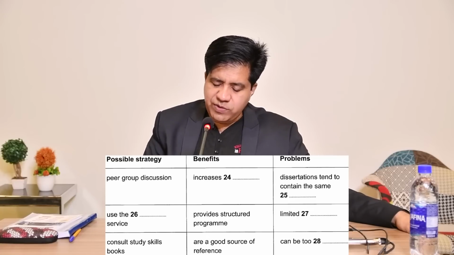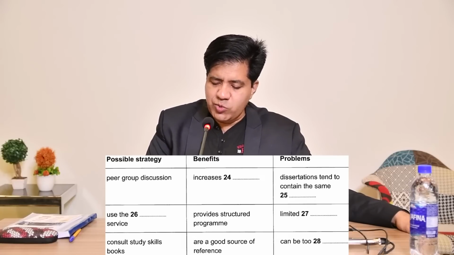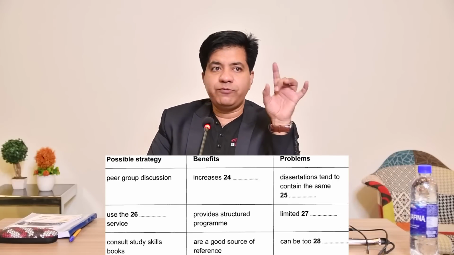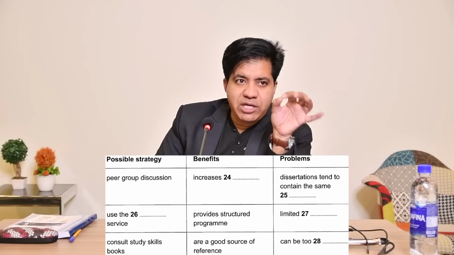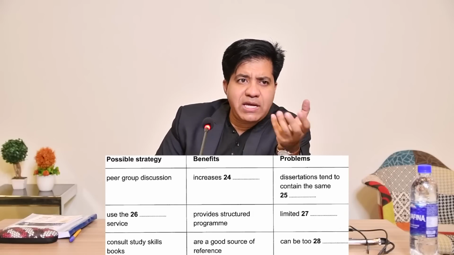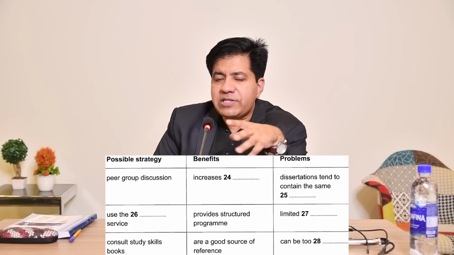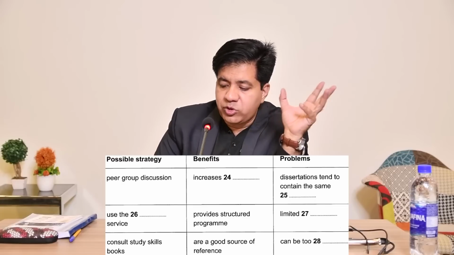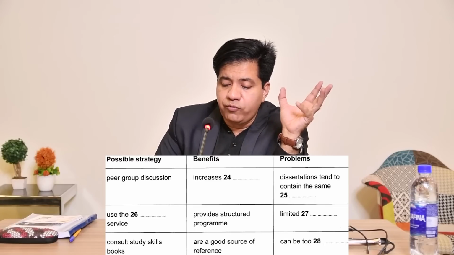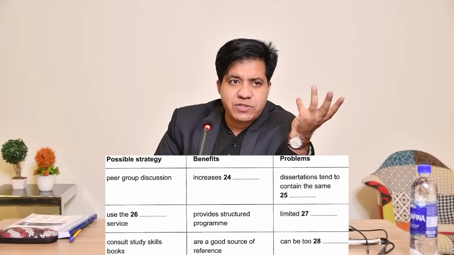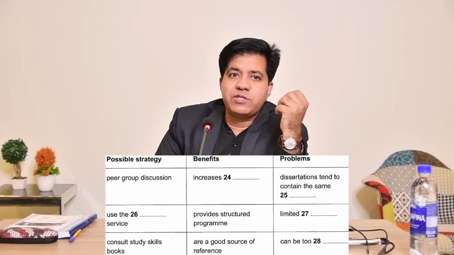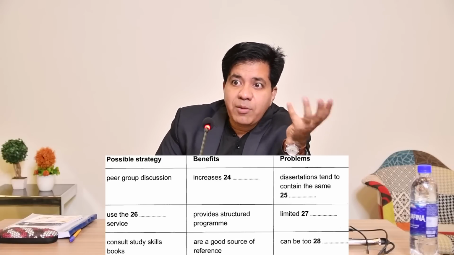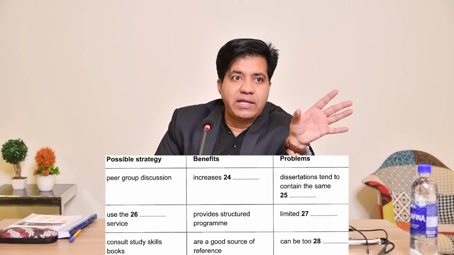Consult study skills. Question number 28. Can be two. Yes, T-O-O, too. Can be two. So just focus on the word two. For can be, they can use it can be, it may be, or it is likely to be. And for two, they might even use the word too. For example, too dangerous. For too, they can use the word too dangerous, very dangerous, far more dangerous, or any other word like that. Yes.